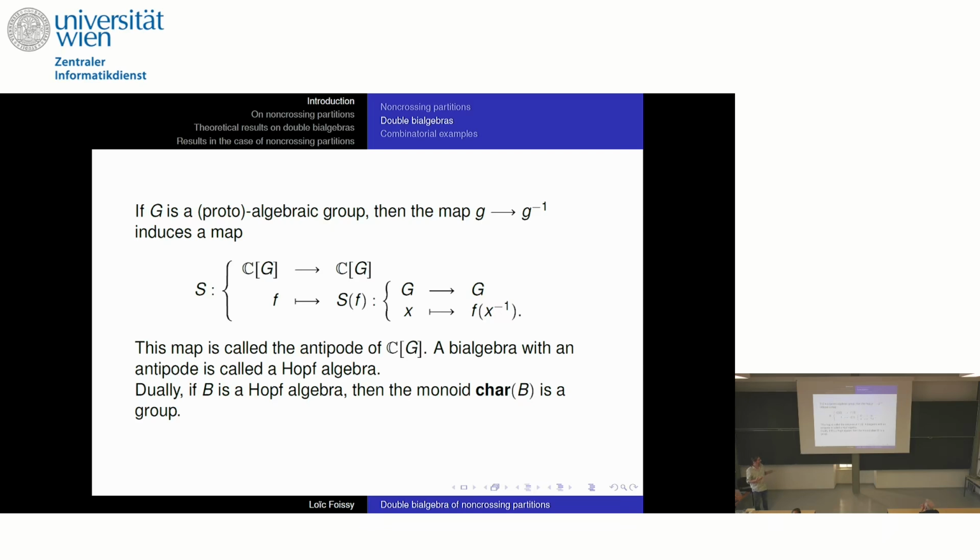And what is called a Hopf algebra is a bialgebra with an antipode. And you can prove that this antipode has interesting properties. You know that for the group, the inverse is an antimorphism of group. The same for the antipode. You can prove that it is, for example, an algebra antimorphism and a coalgebra antimorphism. So if you take a Hopf algebra, so this means a bialgebra with an antipode, then you can prove that the monoid of characters is in fact a group.